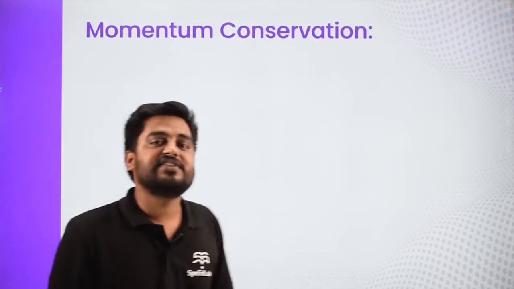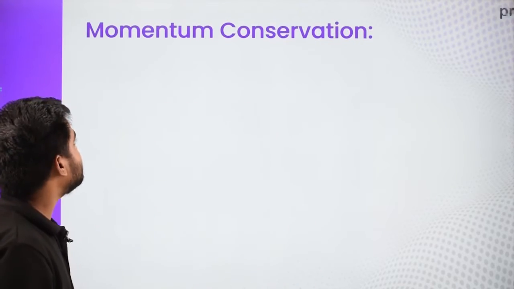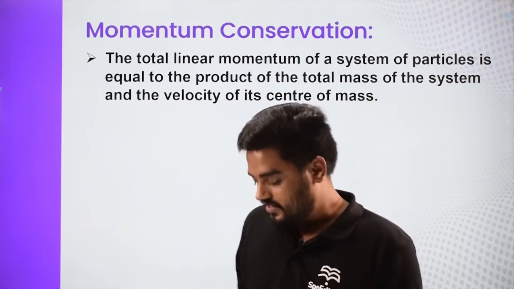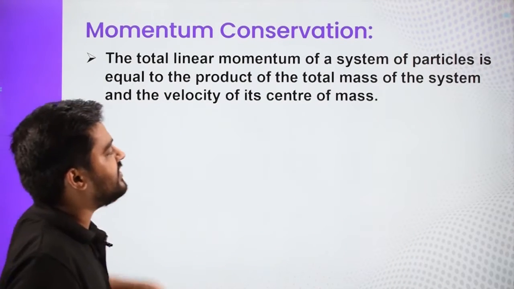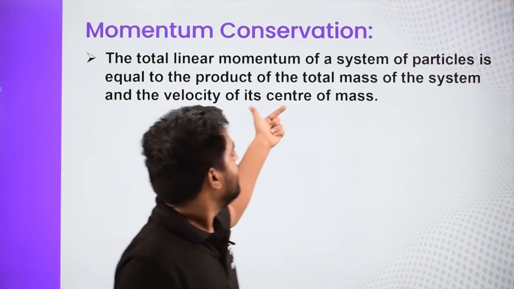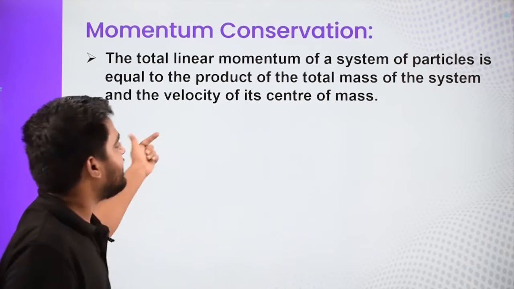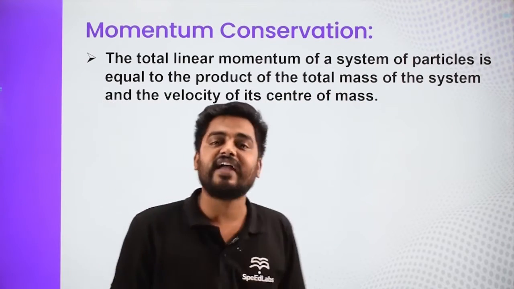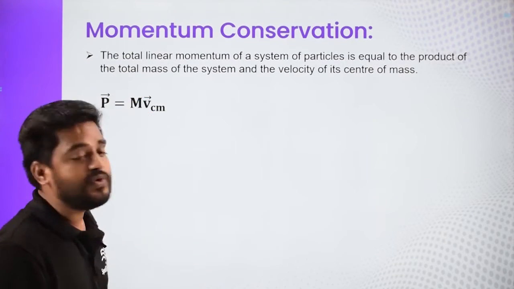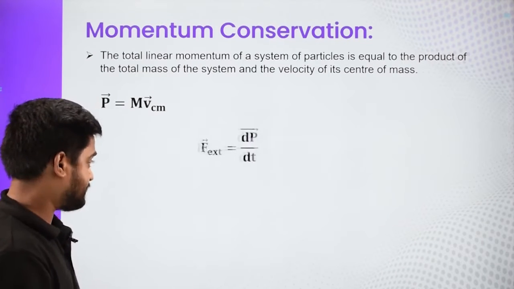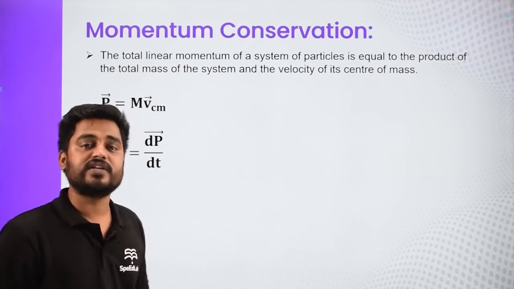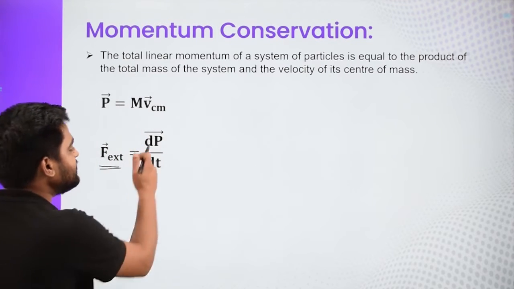Now next heading is momentum conservation. The total linear momentum of a system of particles is equal to the product of the total mass of the system and the velocity of the center of mass. So this is how we define the linear momentum. Now we know that linear momentum is total mass into velocity of center of mass. And what was our F external? The original definition of force was the rate of change in linear momentum. So it is dp by dt.